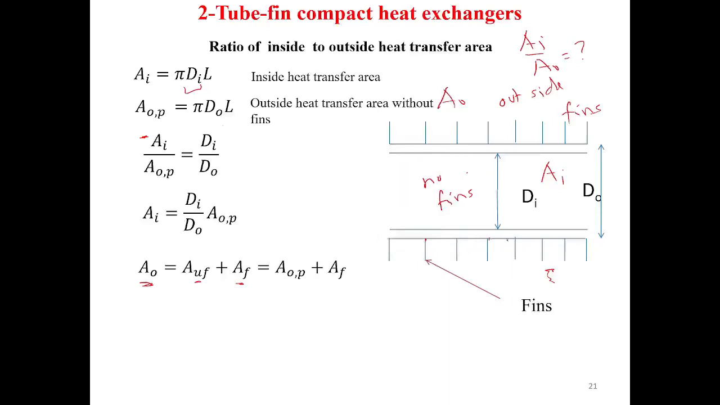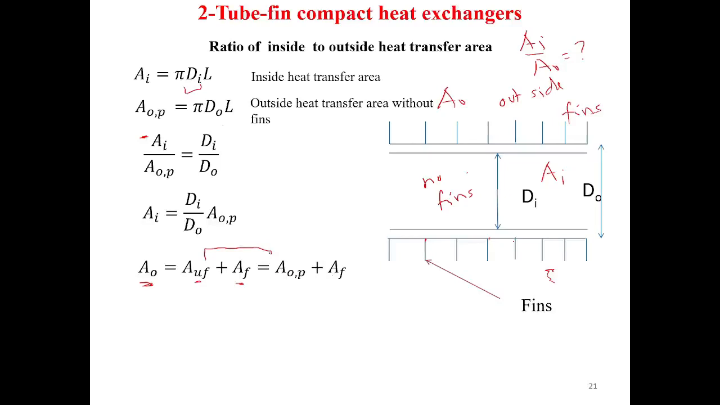So the area taken by the fins is neglected. So what we say is that the heat transfer area of the gas side with fins equals the area of the unfinned part, which is going to be AOP, the heat transfer area for the outside surface without fins, plus A fins.